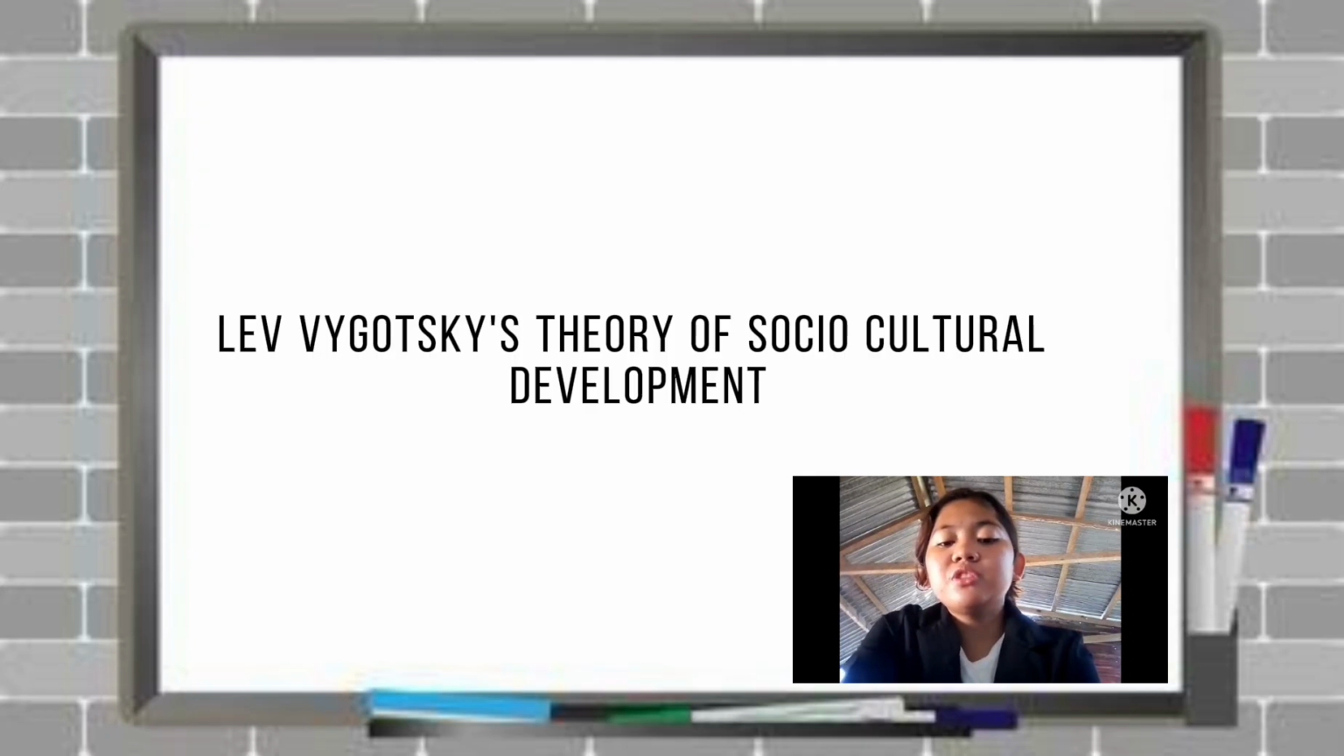Number two, cultural influence. Culture plays a big role in shaping how individuals think and learn. Different societies use different tools, language, and traditions that affect how knowledge is passed down. Vygotsky emphasized that what we learn and how we learn depend on the culture we belong to.